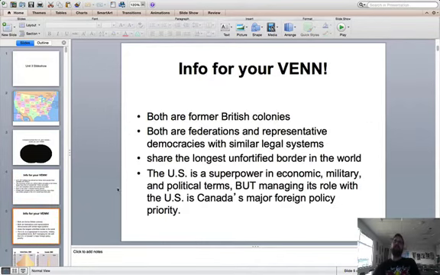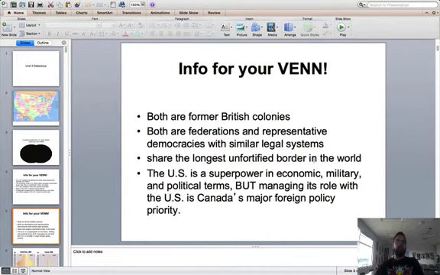Some things we have in common: we're both British colonies. Of course, we fought for our independence. Canada's was granted to them in 1980. We're both federations. This means that our federal government, our national government, is strong with weaker state governments. And then we both have representative democracies. Now they have a parliamentary system with a prime minister, and I'll get into that later and what that means. But for now, just know that it's a similar system.